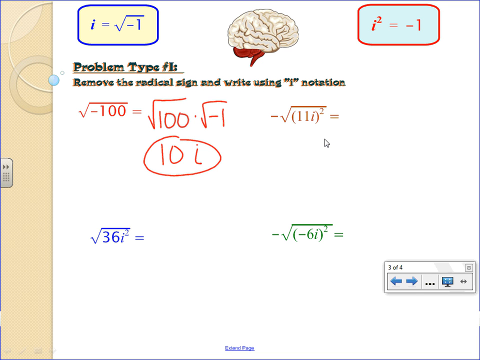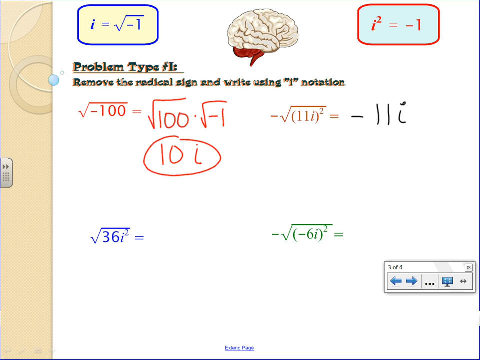It's just like if I add 2, subtracting 2 will get me right back to where I started. If I multiply by 4, dividing by 4 will get me right back to where I started. So if I have 11i, and I square it, if I square root that, all I end up with is 11i. So this problem is going to have a negative in front. That negative in front stays in front. And the square root and the square basically cancel each other out, and I end up with 11i.